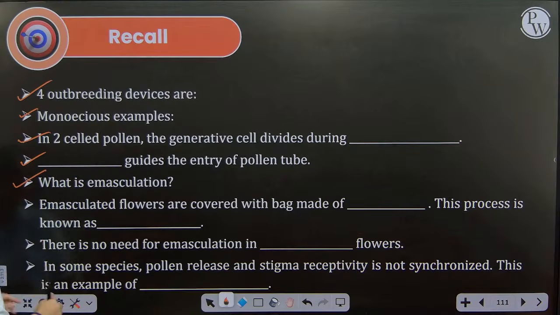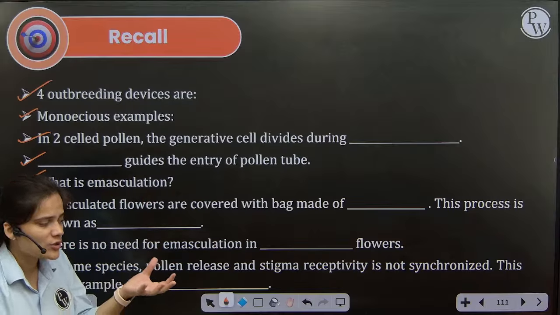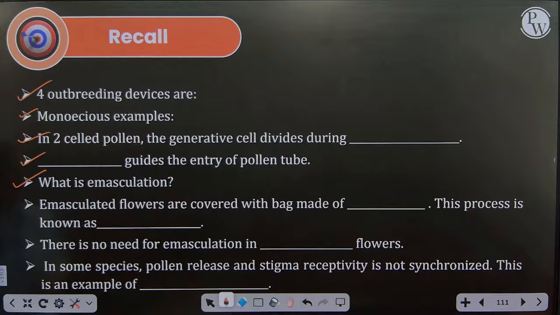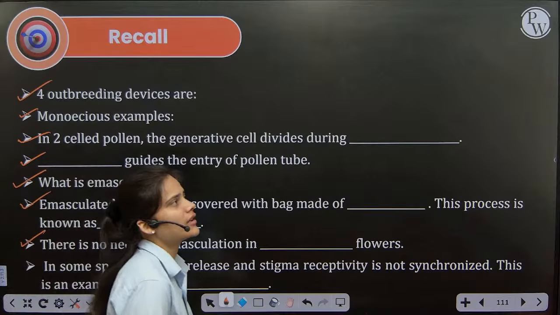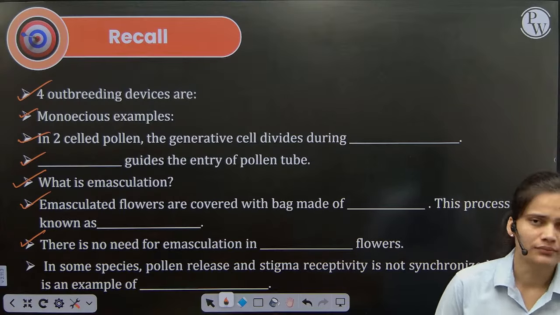What is emasculation? In the case of a female parent plant, if the flower is bisexual, the stamens are cut with the help of forceps in order to avoid self-pollination. Emasculated flowers are covered with a bag made of butter paper. This process is known as bagging. There is no need for emasculation if the female parent flower is unisexual.